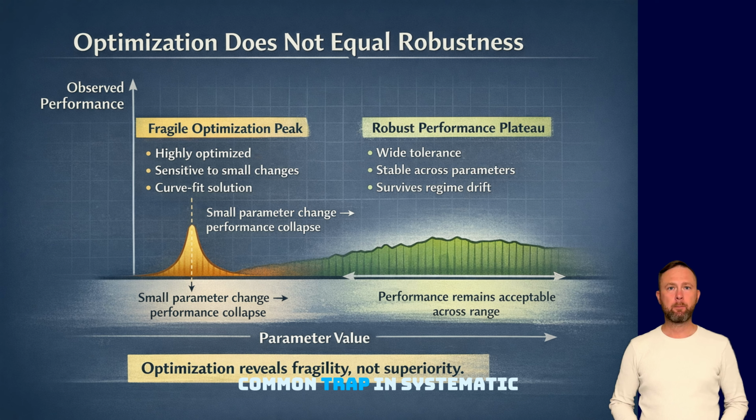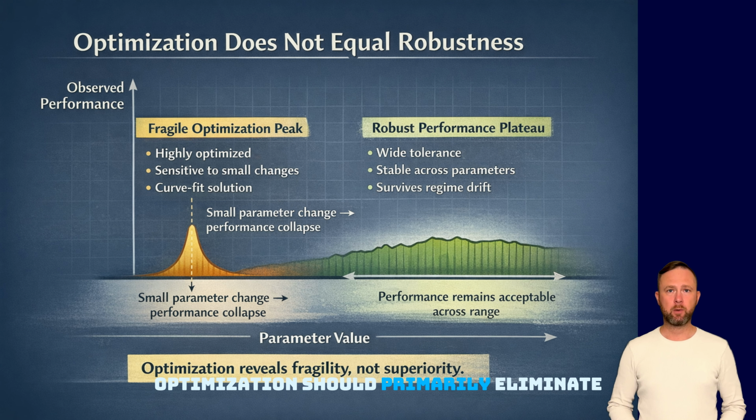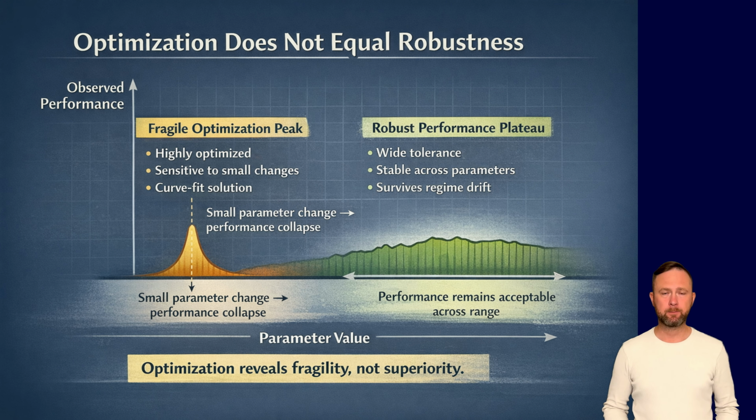Optimization is the most common trap in systematic trading. Most people use it as a machine to find the best parameters. In reality, its most important role is to reveal fragility. An optimization surface is not a recommendation engine. It's a diagnostic map. A wide, flat plateau suggests tolerance and robustness. Narrow peaks suggest overfitting. Sharp cliffs suggest regime dependency. A robust strategy is not the one with the highest peak. It's the one that is good enough across a wide range of parameters. And a key rule, optimization should primarily eliminate ideas, not select them.